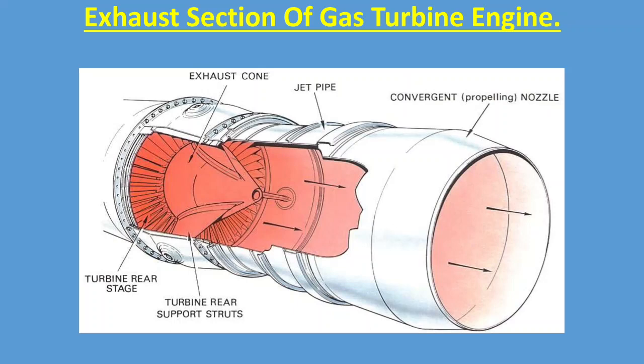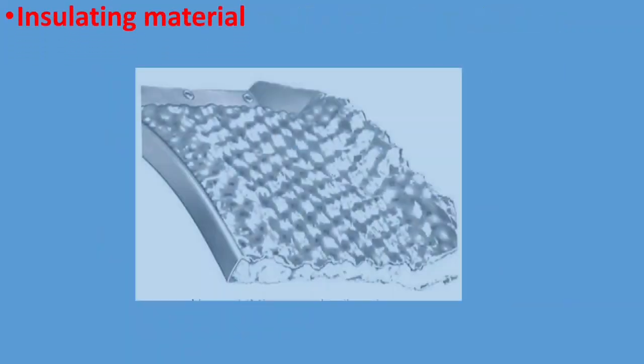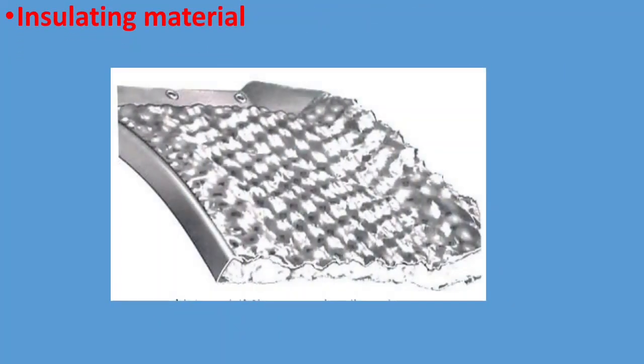As we know, the exhaust system must be capable of withstanding high gas temperatures and is therefore manufactured from nickel or titanium. It is also necessary to prevent any heat being transferred to the surrounding aircraft structure, and this is achieved by passing ventilating air around the jet pipe or by lagging the section of the exhaust system with an insulating blanket. As you can see in this picture, this is an insulating material used in the exhaust system.